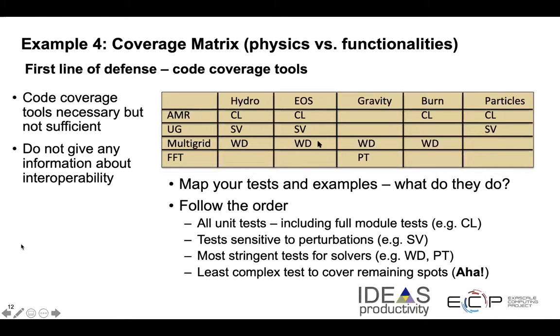And ideally, you want to pick a test that's the least complex, but it will still cover the remaining spots that are important. I say the areas that are important here because it's possible that you may never want to do hydrodynamics with, you may never want to do equation of states with FFTs. And in that case, it's fine that this is left blank. So this kind of coverage matrix is going to give you a high-level view of your testing strategy that you can talk about with domain scientists and with the implementation team to make sure that you're covering the areas you need to cover.